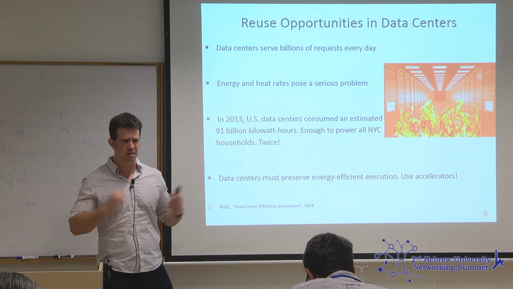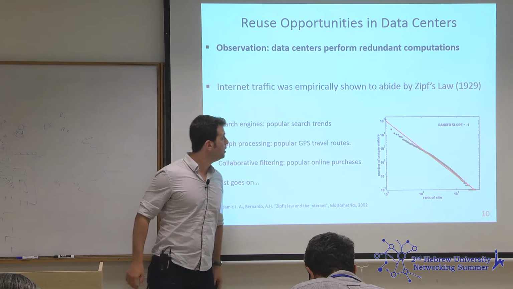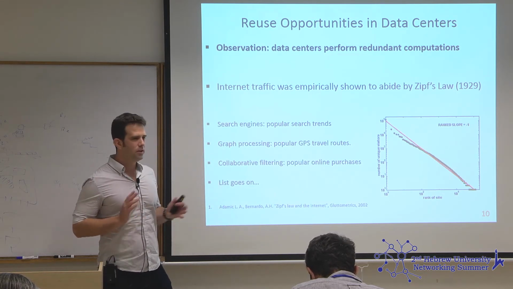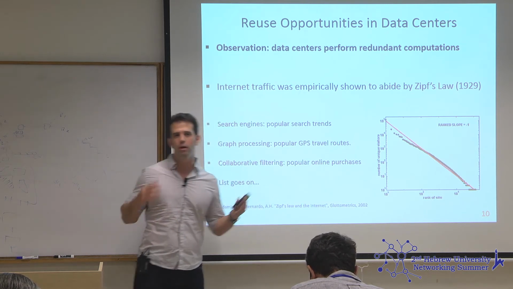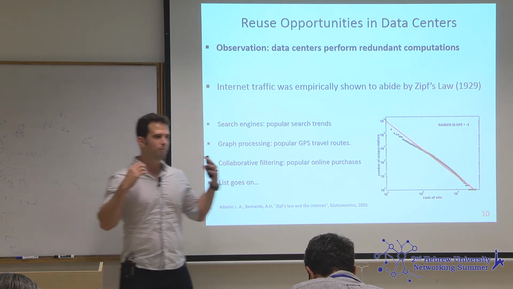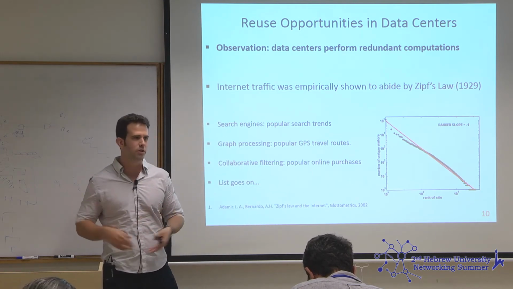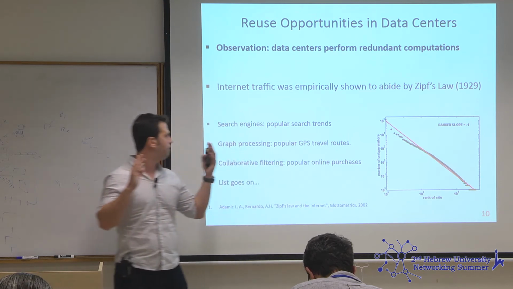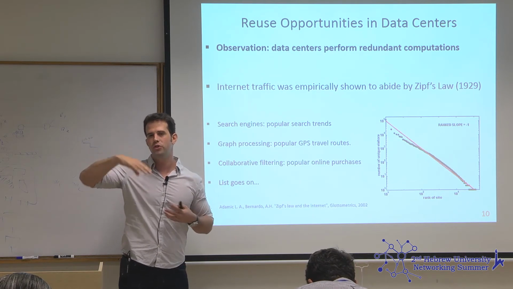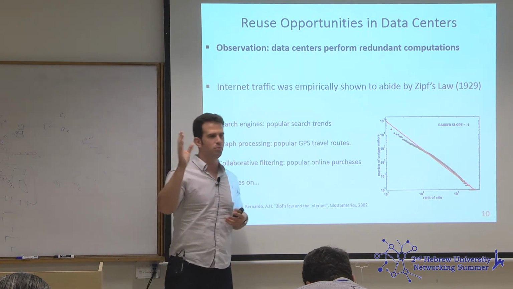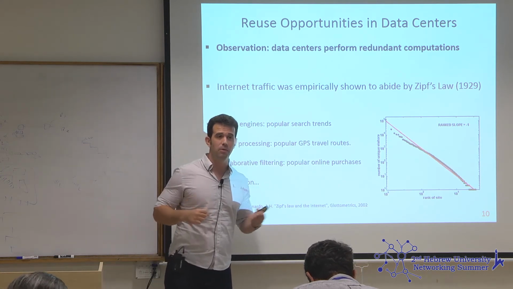A lot of the examples that I told you about earlier are examples of accelerators that are being embedded in data centers. One interesting insight about data centers is that they perform redundant computation because of popularity. You have popular results or popular websites in your search engines, popular videos, and if you want to do a trip across some map, there are popular routes. There are popular online purchases on Amazon, and so on.